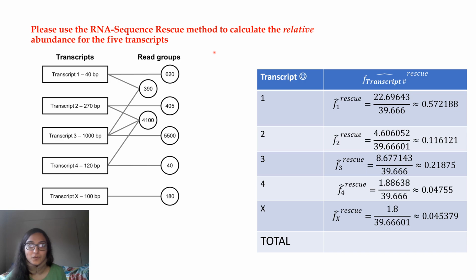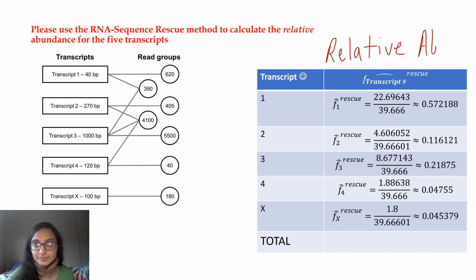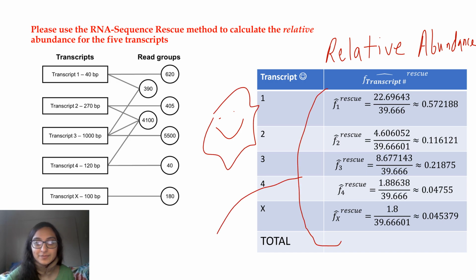So in the previous part, I walked you guys through how we calculate the relative abundance for the 5 transcripts here, including the spike-in. These values are the relative abundances. We're going to end up using this information on all of these relative abundances to then find the absolute abundances in this problem.